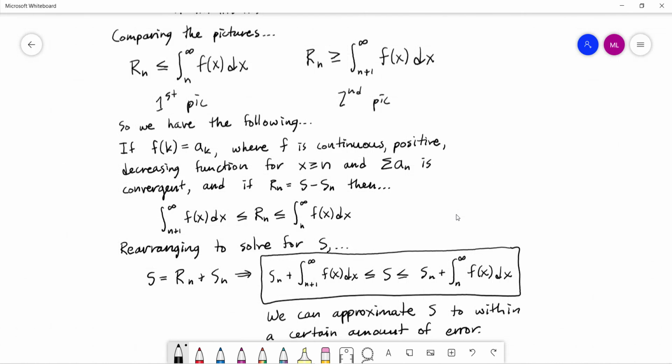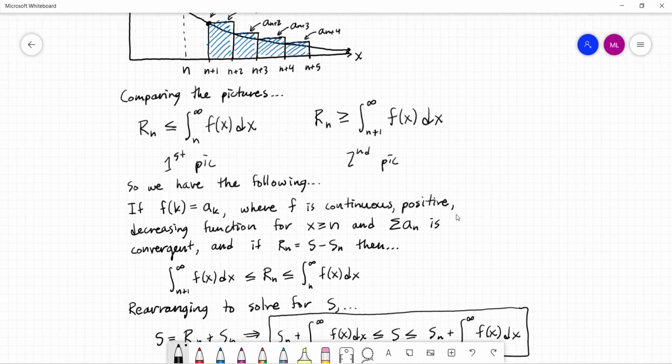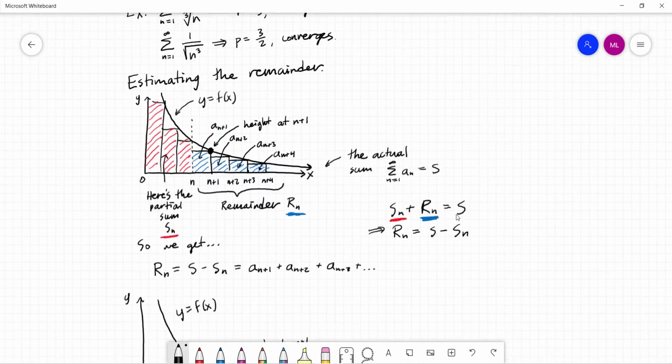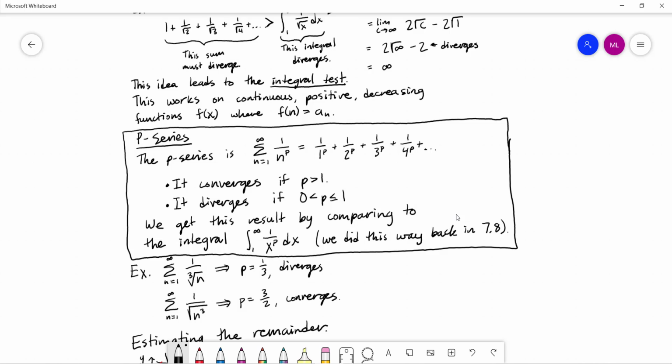Estimating remainders will be something that maybe comes up again kind of briefly down the line, but really I want the focus to be on this right here, the p-series. This is something that we definitely need for the whole rest of the semester, so we're definitely going to want to keep that.